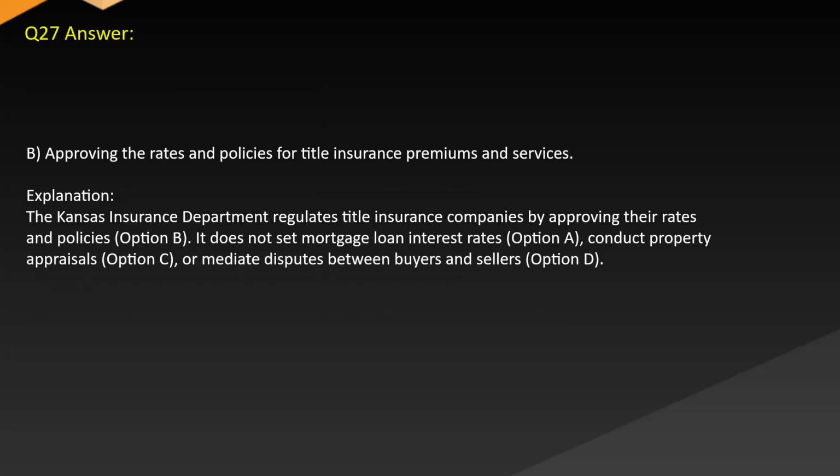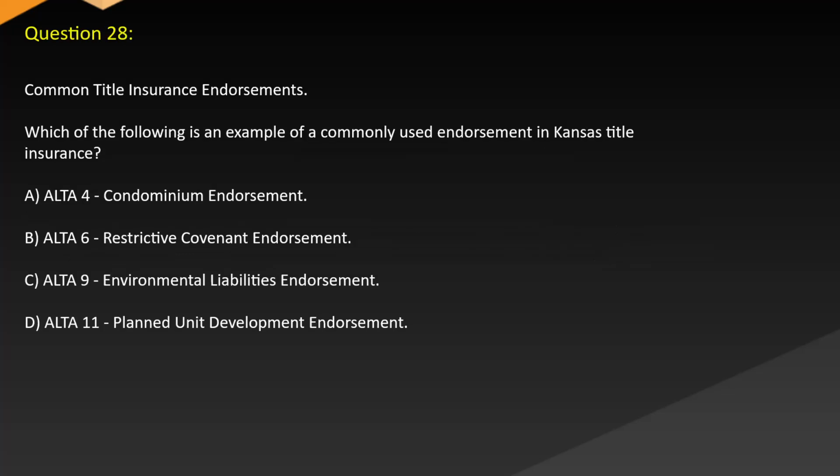Answer: B. Approving the rates and policies for title insurance premiums and services. Explanation: The Kansas Insurance Department regulates title insurance companies by approving their rates and policies. It does not set mortgage loan interest rates, option A, conduct property appraisals, option C, or mediate disputes between buyers and sellers, option D.